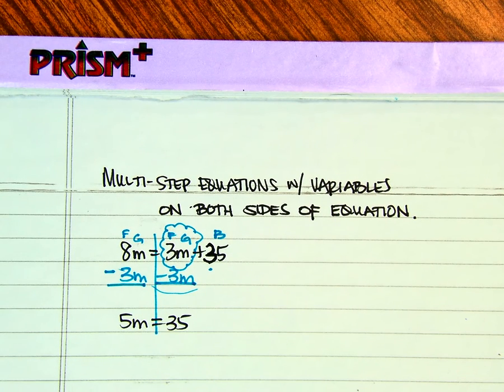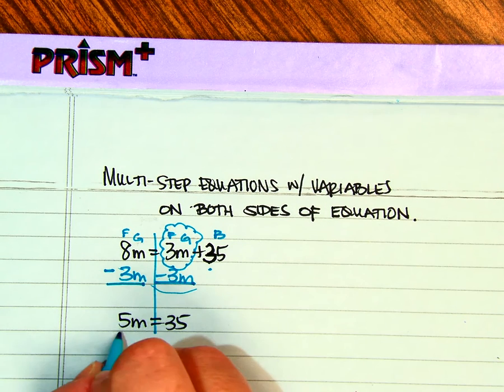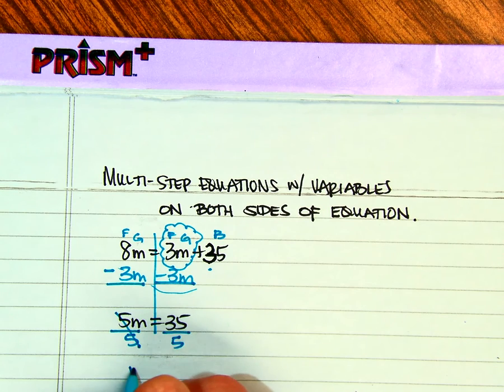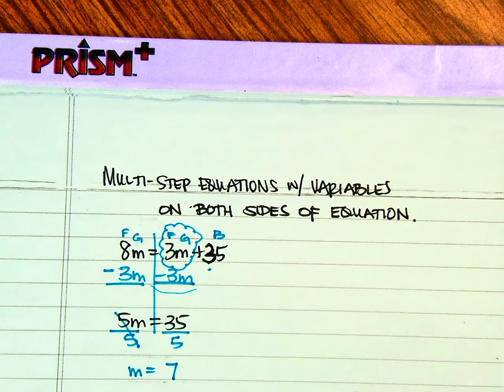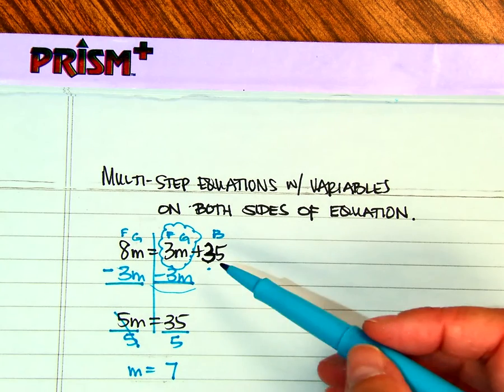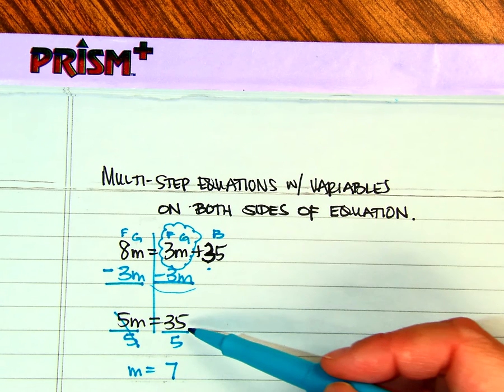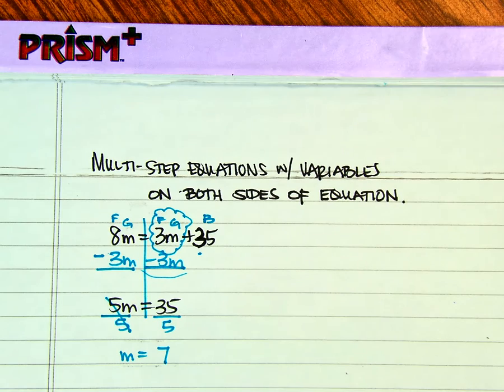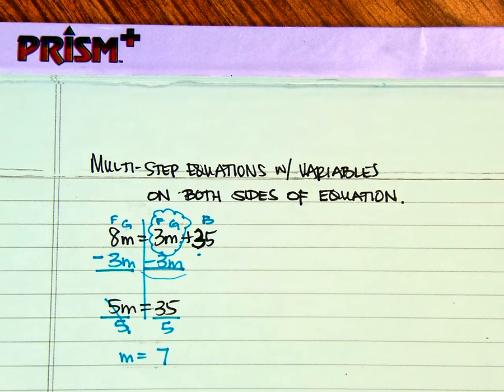Now all my friends and good guys are on one side, and all my bad guys are on the other. Divide both sides by 5. M equals 7. Notice what happens is you end up with a multi-step equation, and eventually it always goes back to a one-step. So solving one-step equations is the foundation for all the other ones.